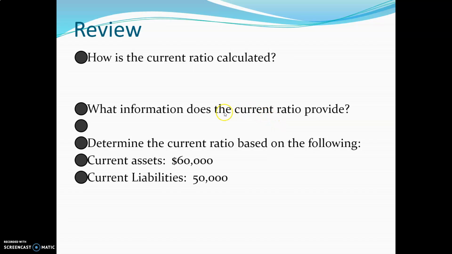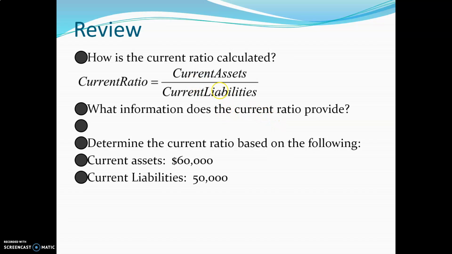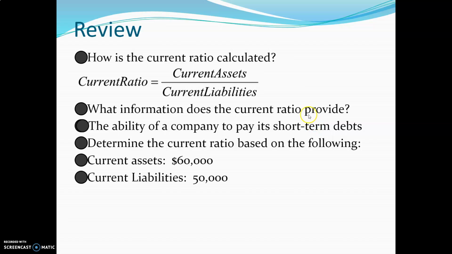Current ratio is calculated as current assets divided by current liabilities, where current assets are assets which can be liquidated within 1 year. Current liabilities are things or debts that are due within 1 year. And what exactly does it tell us? Well, it tells us the ability of a company or business to pay its short-term debts. And we say short-term because we're looking at things that happen within 1 year.